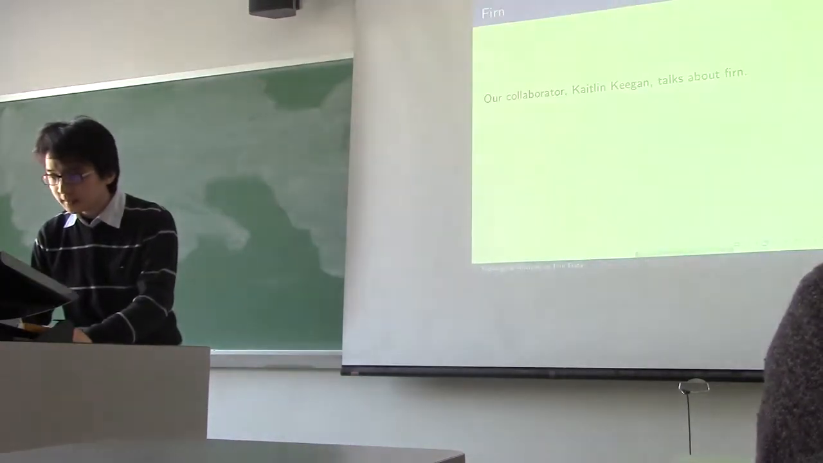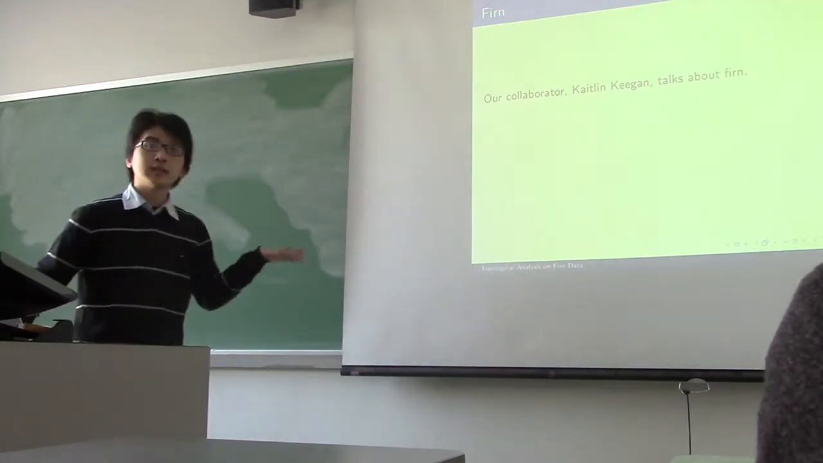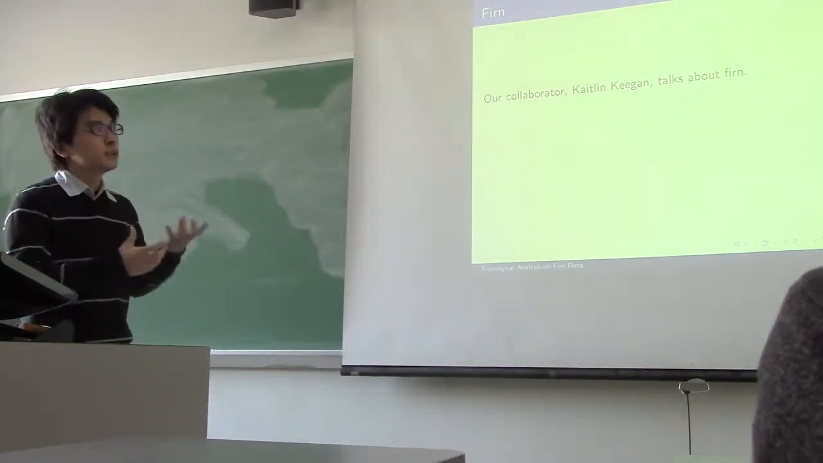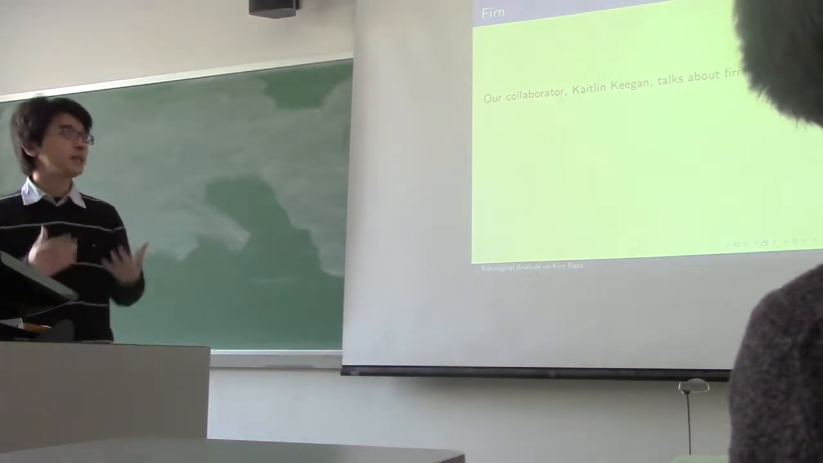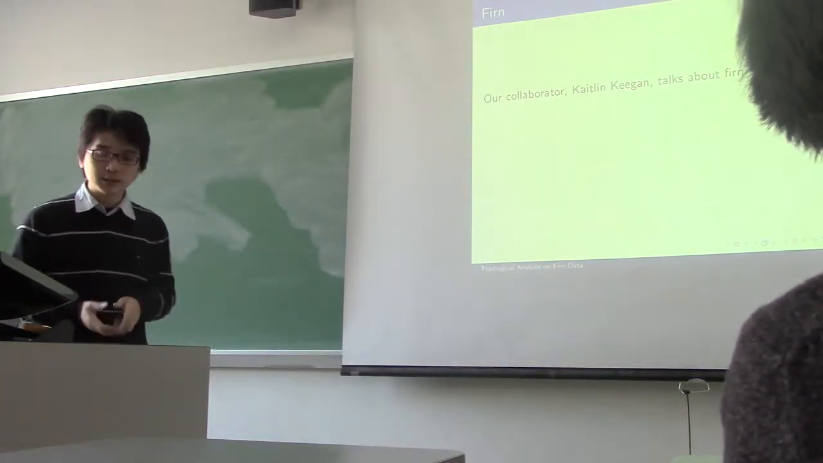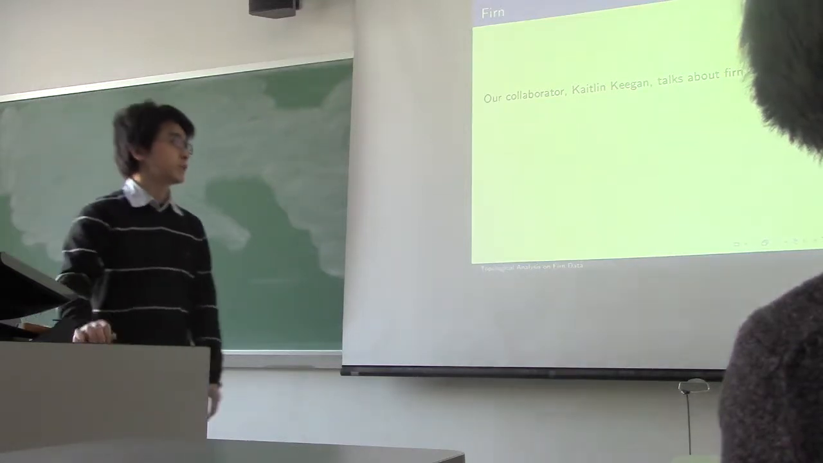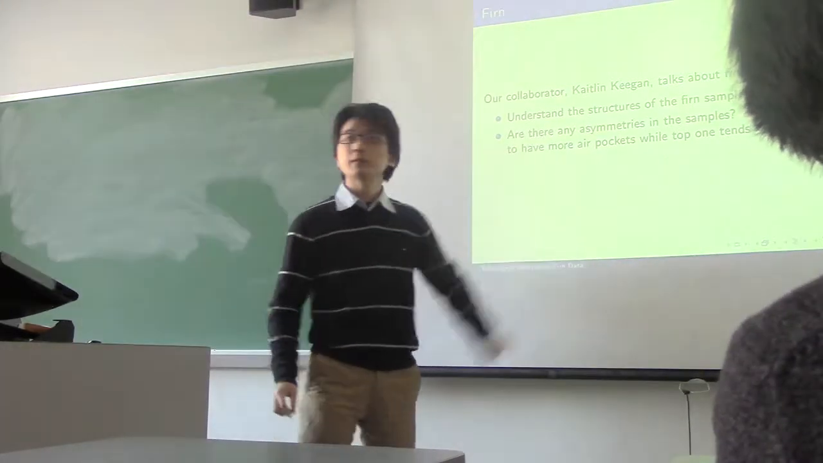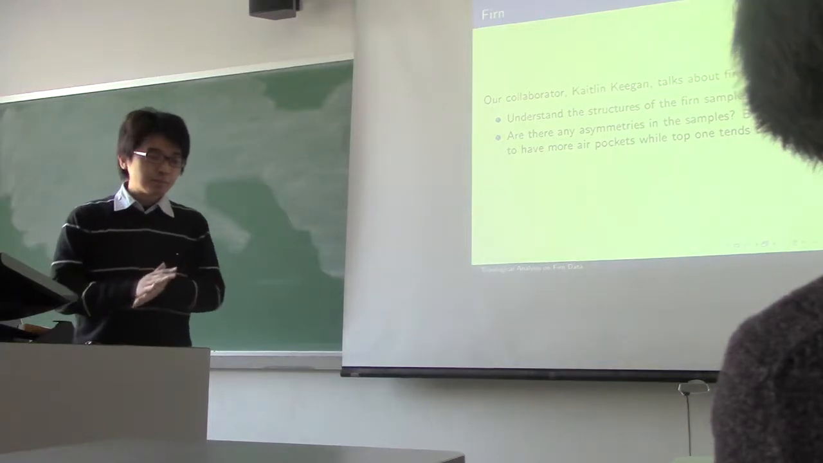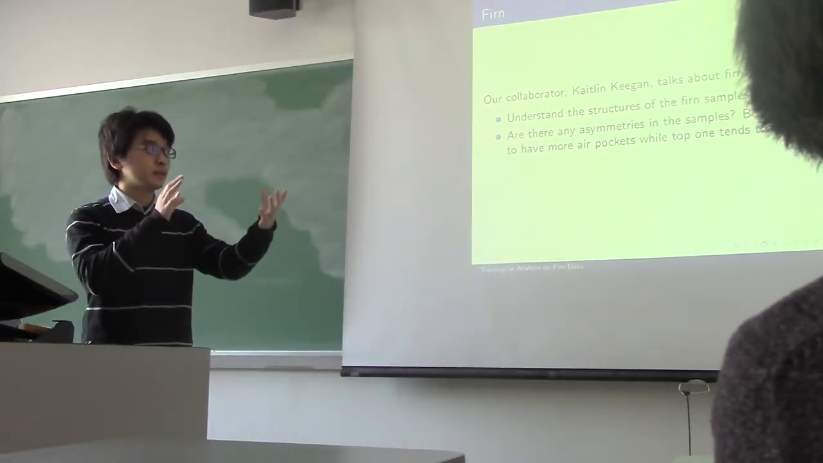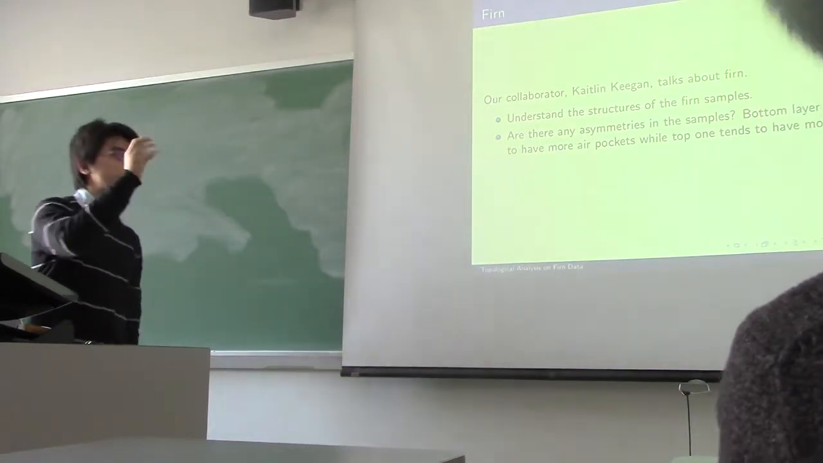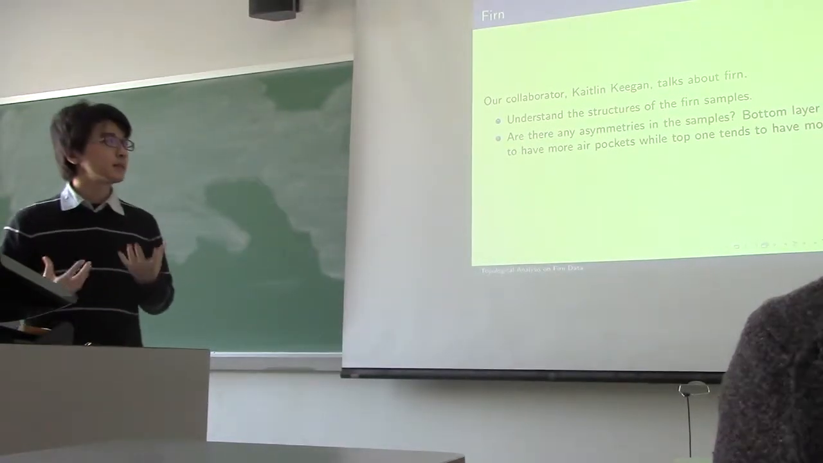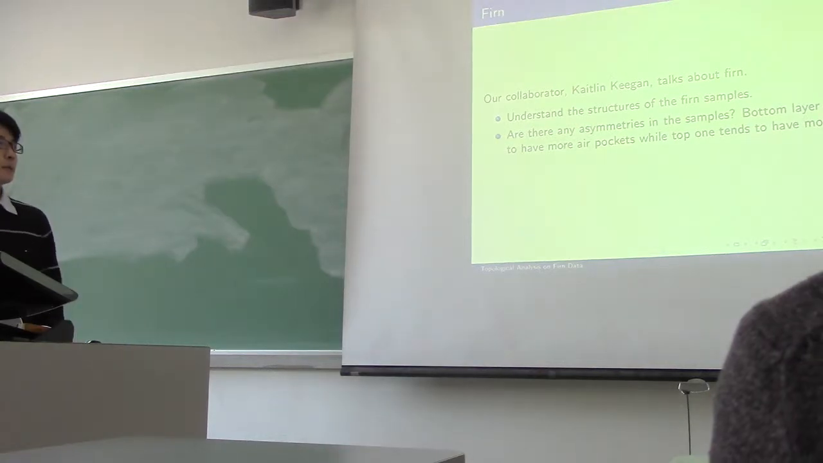Okay, so long story short, the reason we like to study the Firn is because it somehow records the climate information. So researchers like Caitlin try to understand the Firn structures and all kinds of things to understand the climate information, right? So the main question here is how to understand the structures of the Firn samples, as you see in the video, especially the micro CT. You can see a lot of small bubbles or some sort of structures there. So we try to study the structure of the Firn sample.